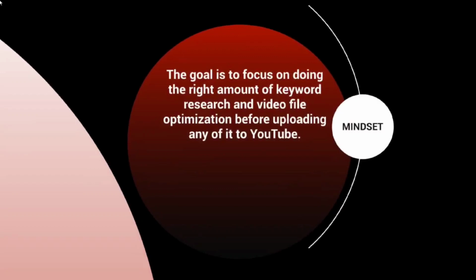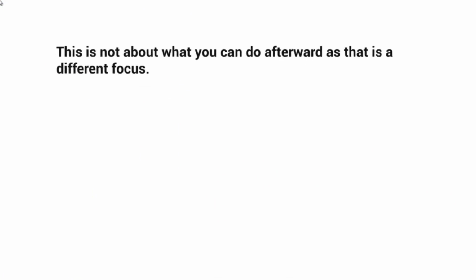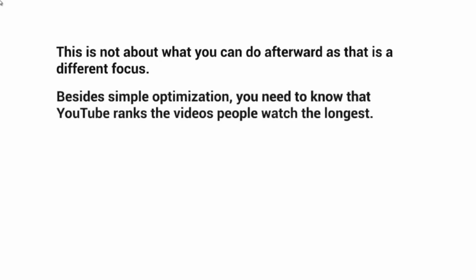So I want to first start out by saying the goal is to focus on doing the right amount of keyword research and video file automation before actually uploading any of it to YouTube. Essentially, this is all about what most people forget to do before making their YouTube video live. Most people think about what to do after they upload the video. They don't really think about what they have to do before making it live. So this is not about what you can do afterwards, as that is a totally different focus, but rather before.